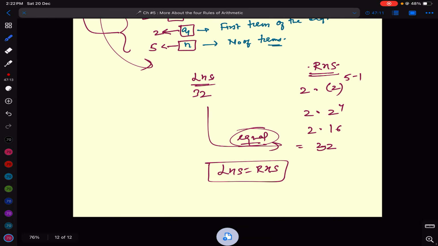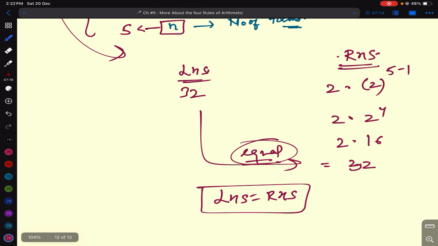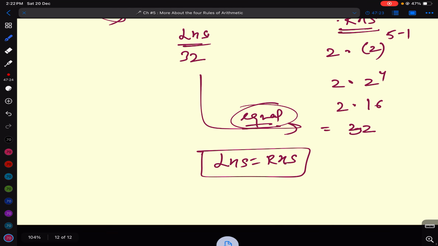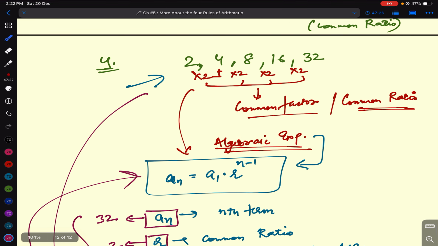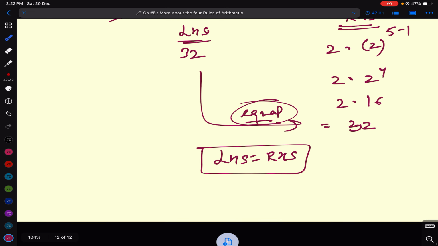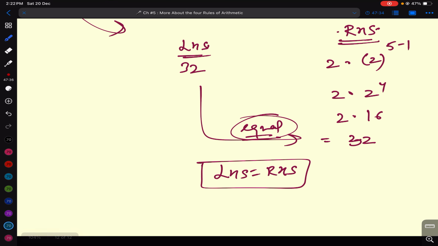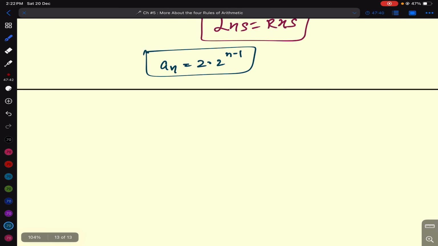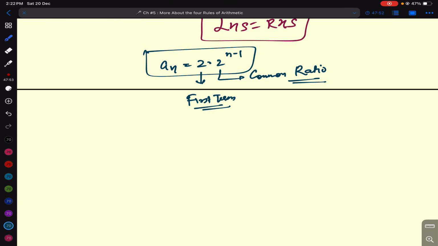Okay, now that was your general algebraic expression, but in this case we could have another suggestion to our algebraic expression. Here if you see the terms, every term is getting multiplied with 2, right? And also we have the first term as 2, so we could have also written the algebraic expression as an equals 2 times 2 to the n minus 1, because this is your first term, and this is a common ratio which is acting as an increasing factor for your sequence.